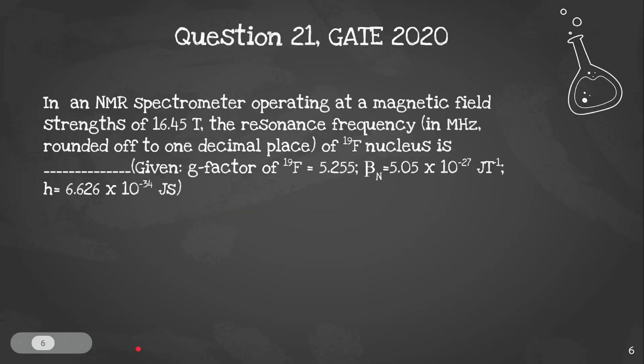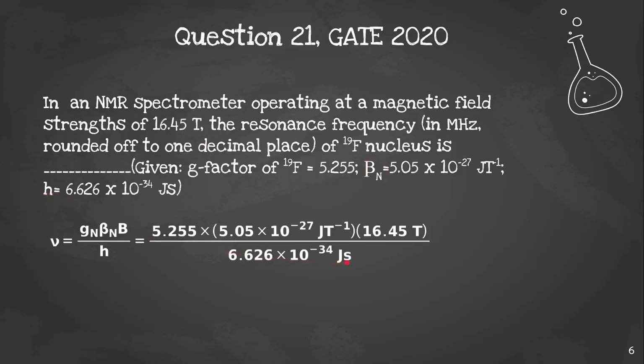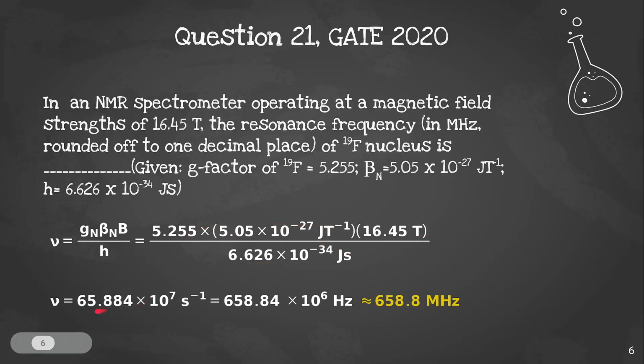Let's go back to the question. We need the value of B, that is 16.45 Tesla. The G factor is given as 5.255, that is the Gn for our question. Beta n is also given and h is also given. Let's substitute all these values into the equation. So the equation looks something like this. The joule will be cut off, Tesla inverse and Tesla will go, so the ultimate unit of all those things becomes second inverse, and the value will become 65.884 into 10 to the power 7 second inverse.